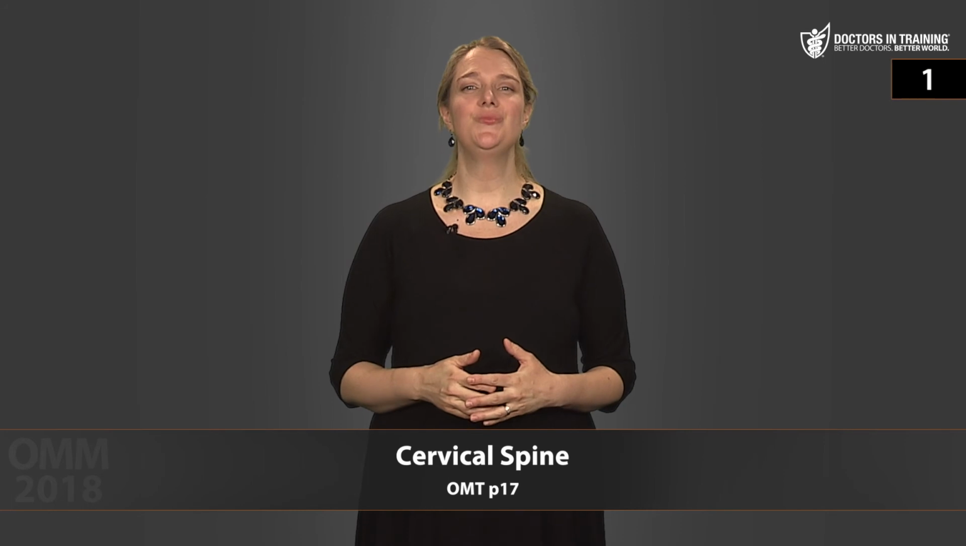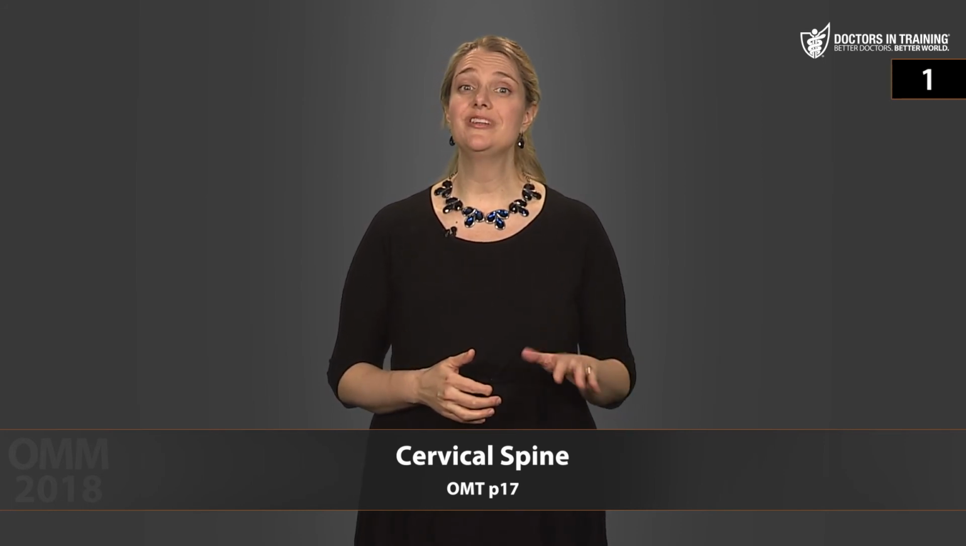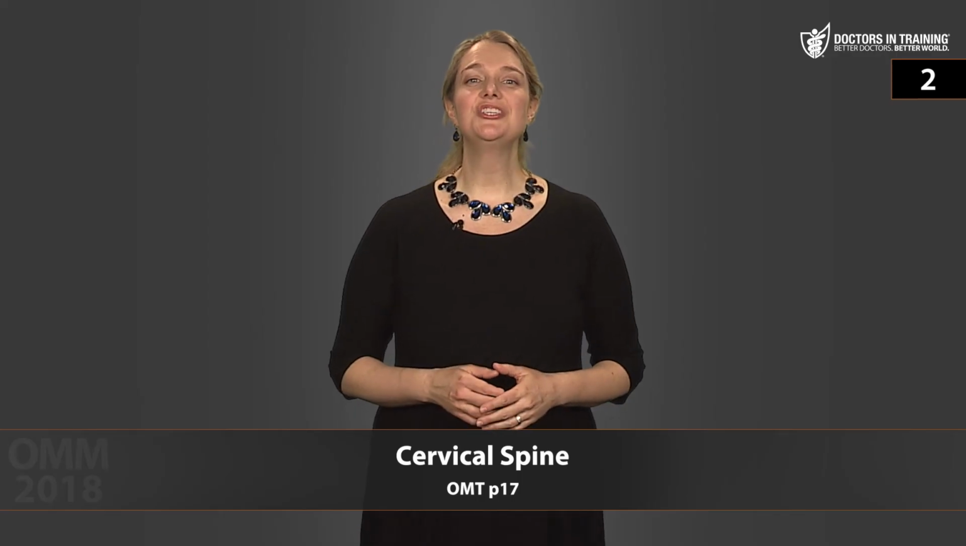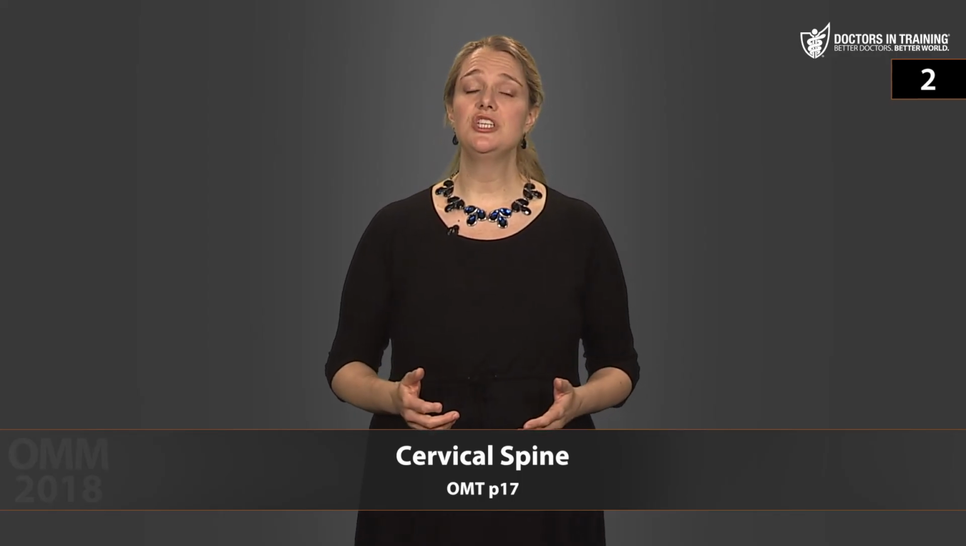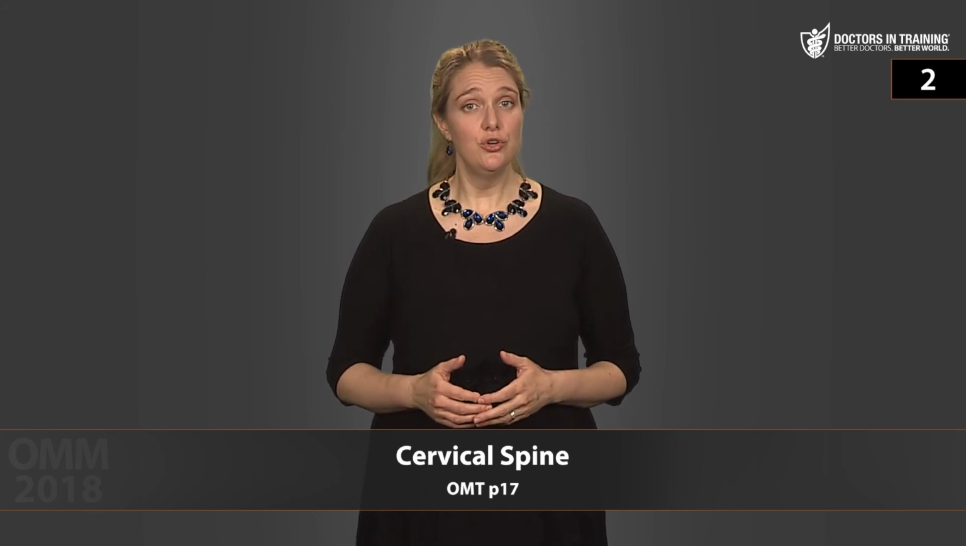Okay, question 1. Which of the following muscles helps elevate the second rib with forced inhalation? The answer is C. And how did you know that? Because we get up at 1 a.m. to pee.